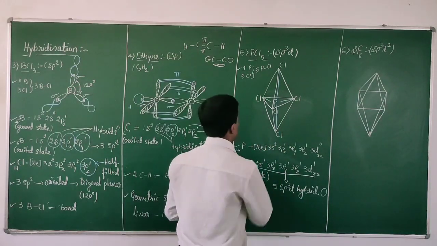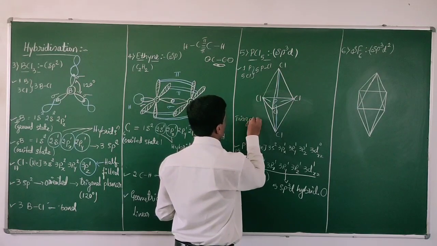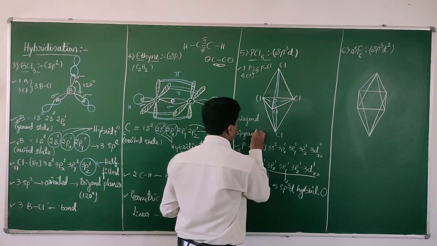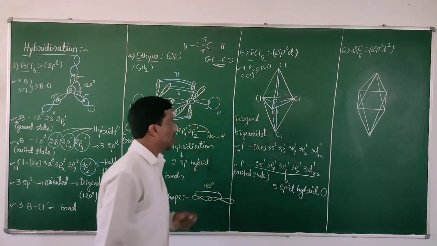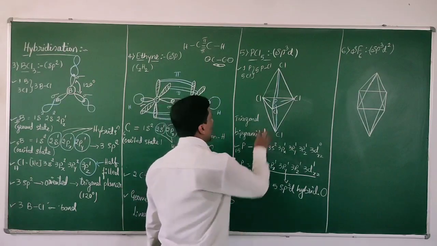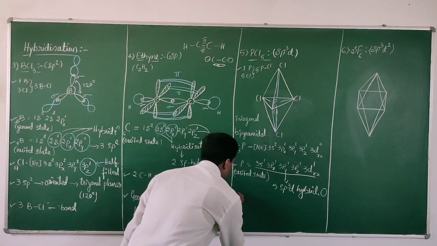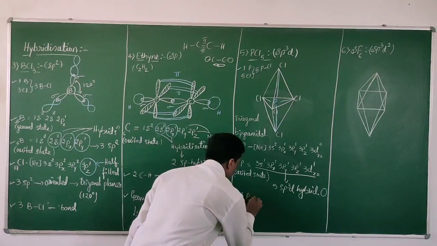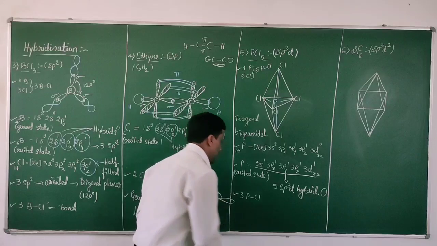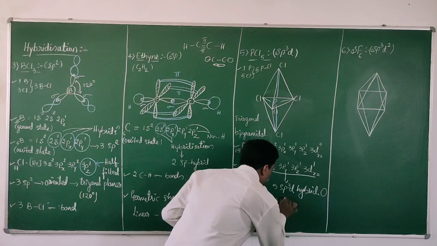This is the trigonal bipyramidal shape. Here, three PCl bonds are arranged in a planar trigonal structure with a bond angle of 120 degrees.